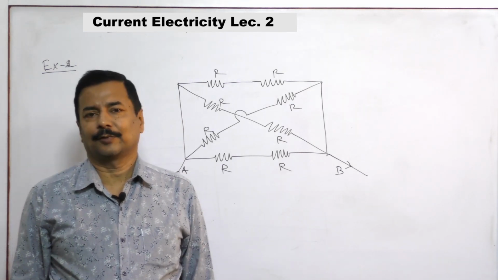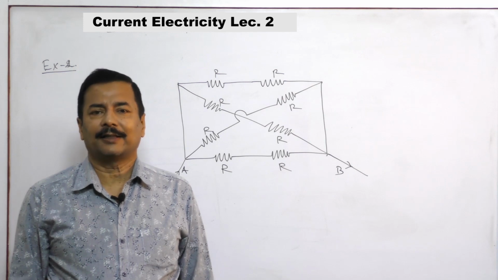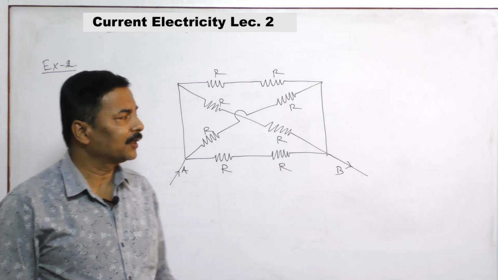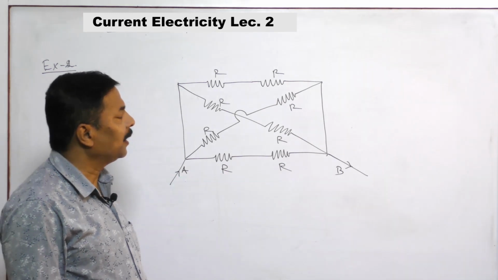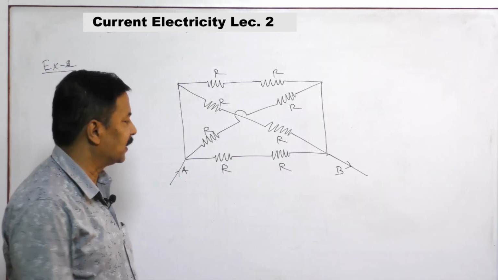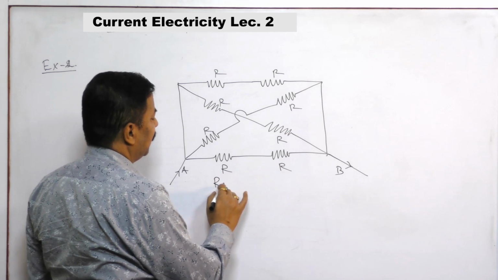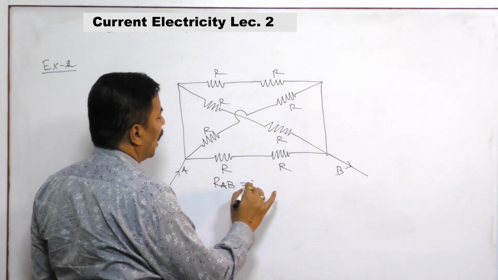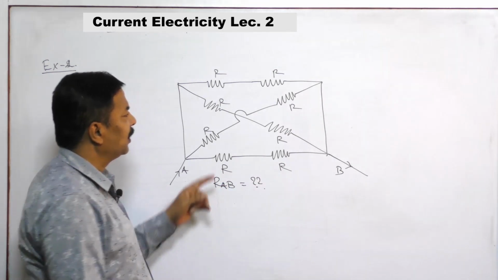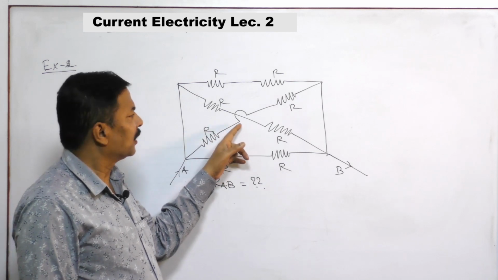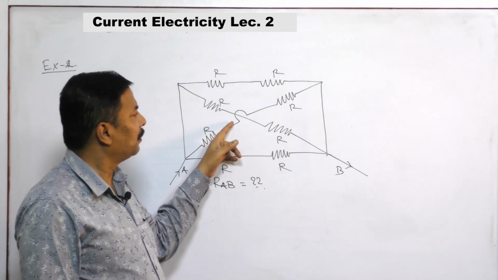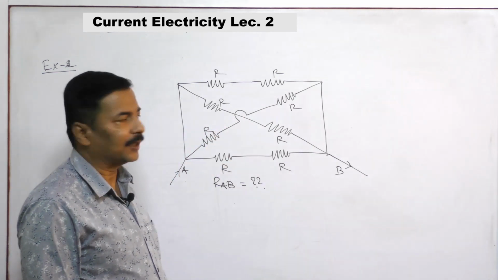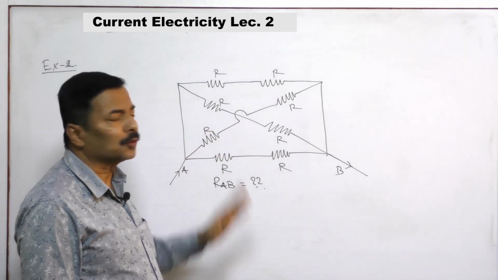Now see this question. This is a network in which all resistors are equal, and across AB you have to find the equivalent resistance. RAB is equal to how much? This symbol means that this wire is not touching here. This symbol means that the wire is not touching here. Now how to solve this question?